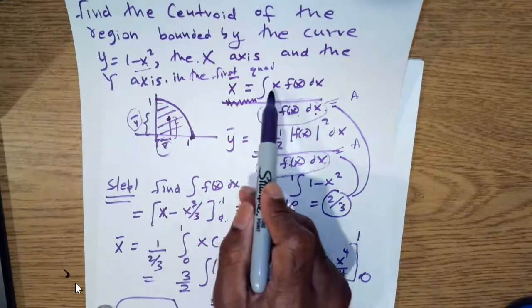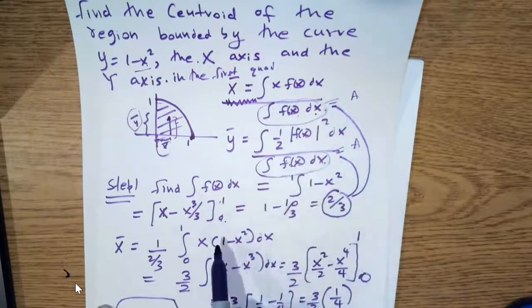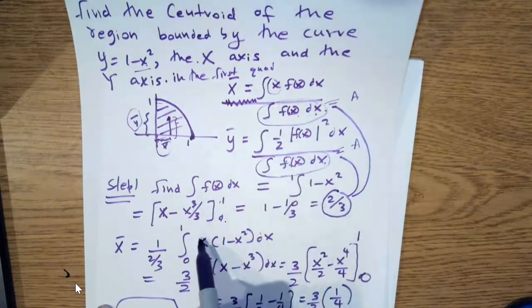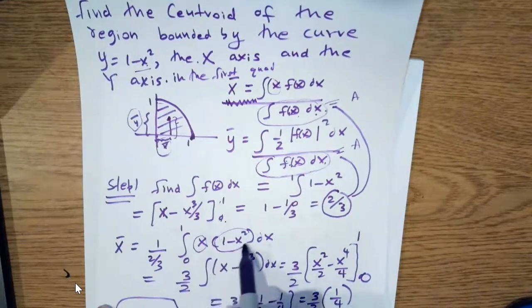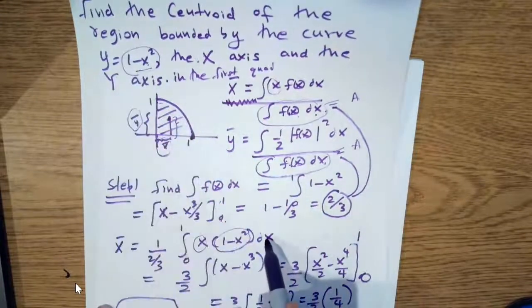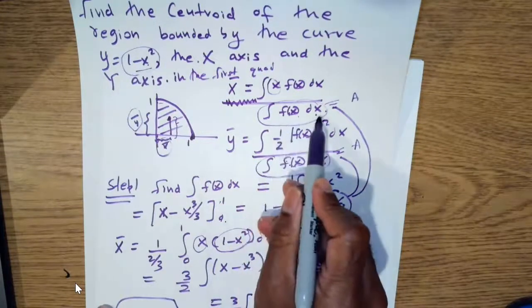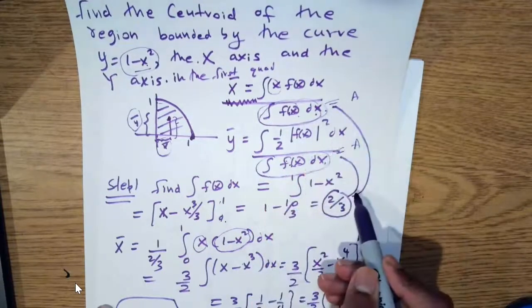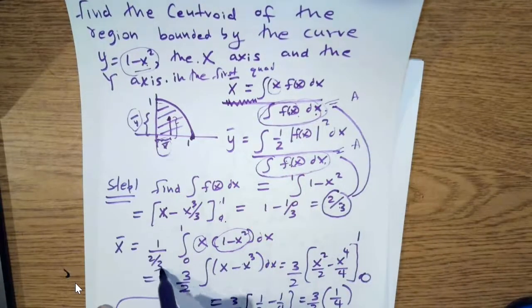Okay, now let's try to find the easier one, which is x bar right away. So that will be the integral of x f(x) dx. So that would be the integral of x times f(x), the curve, which is 1 minus x squared, right? Okay, dx, and you divide it by the integral of f(x) dx, but we already found that that's the area, 2/3. You divide by 2/3. So you take the 2/3 up, you get 3/2.